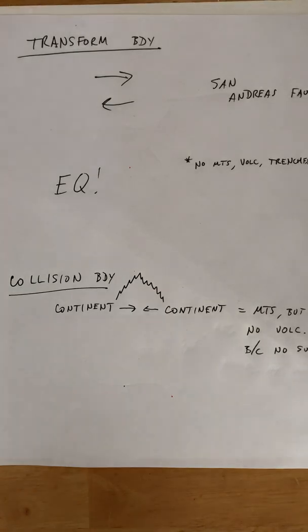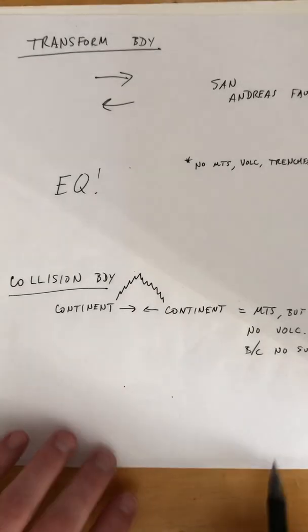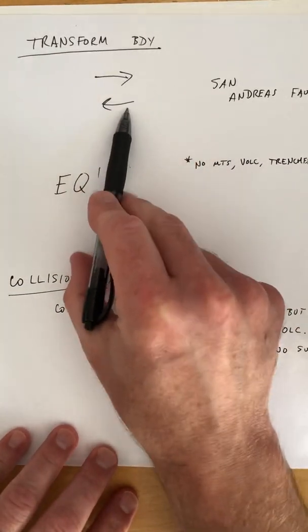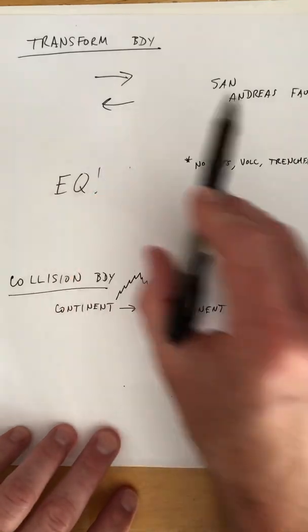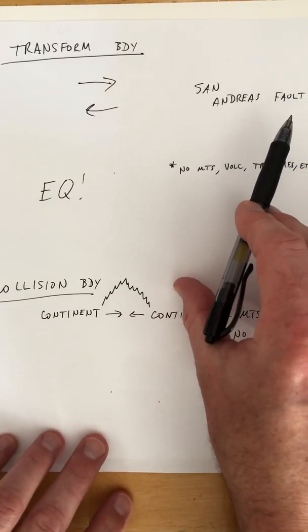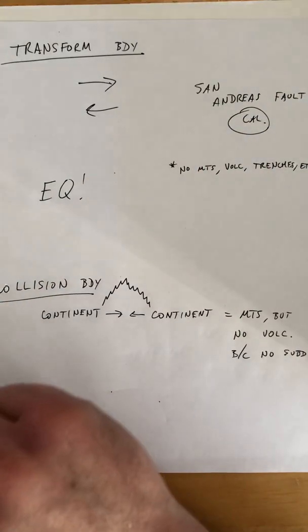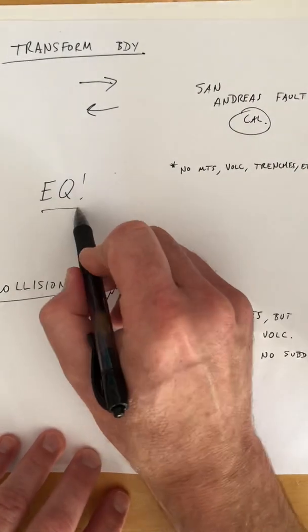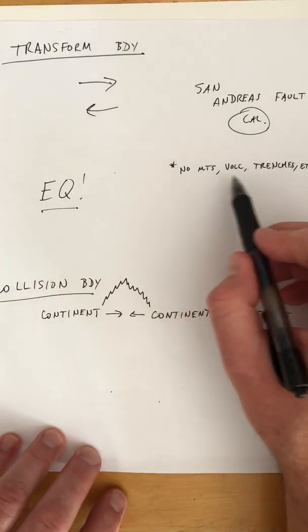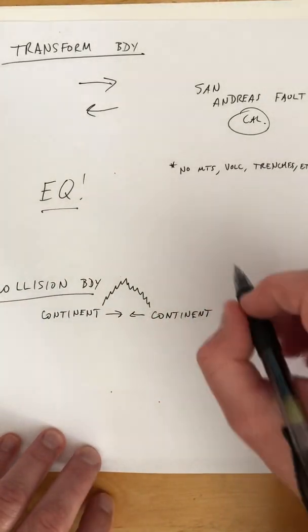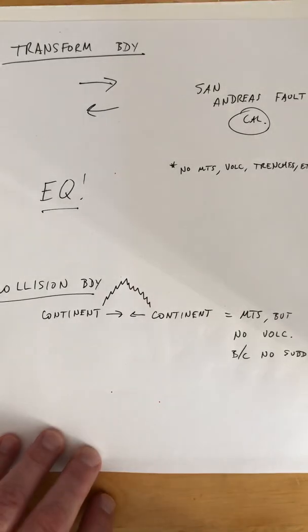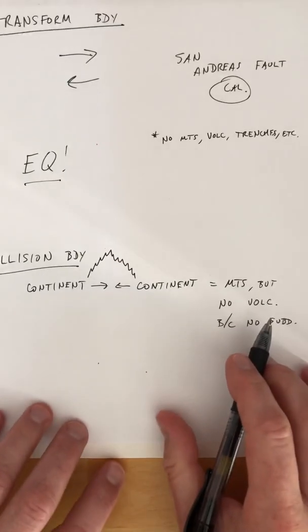So that, in a nutshell, is what happens when you have two plates run into each other that have different densities. Last but not least, just to wrap all this up, transform boundary is when two plates grind past each other. A good example of that is the San Andreas Fault, and that is in California. You can go back to the map if you need to see it. And a reminder, you get earthquakes there, but there's no mountains, there's no volcanoes, there's no trenches, no rift valleys, nothing. Just earthquakes.